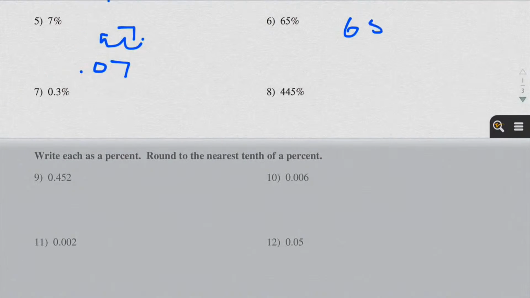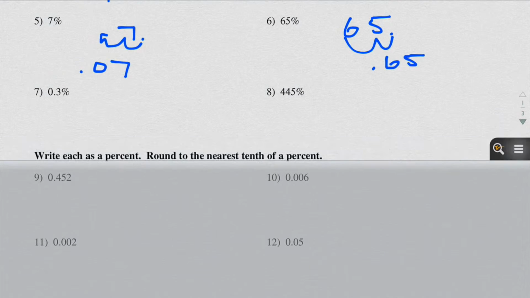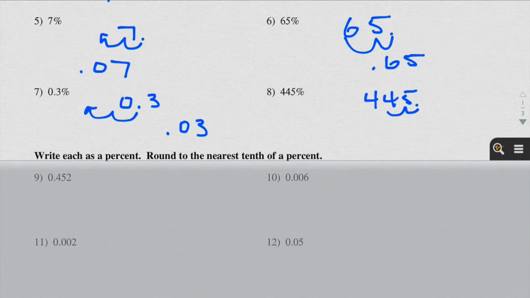Number 6, 65%. So we have our decimal here, move it over 1, 2, we end up with 0.65. Number 7, 0.3, move the decimal over 1, 2, we end up getting 0.03. Number 8, 445%, our decimal is right here, move that over 1, 2, we end up getting 4.45.